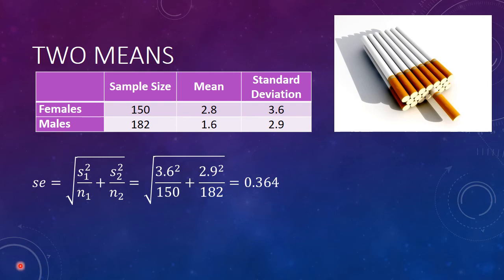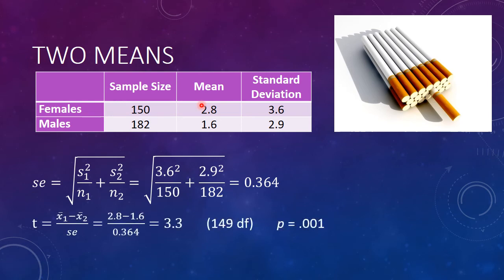So when we compute our test statistic, we'll take the two sample means, 2.8 and 1.6, and we'll take the difference. And we'll divide by the standard error, 0.364. That gives us a test statistic of 3.3. How many degrees of freedom do we want to use? Well, we need to find the group with a smaller sample size. That's females in this case. So there were 150 female students. We'll take one less than that, so we have 149 degrees of freedom.